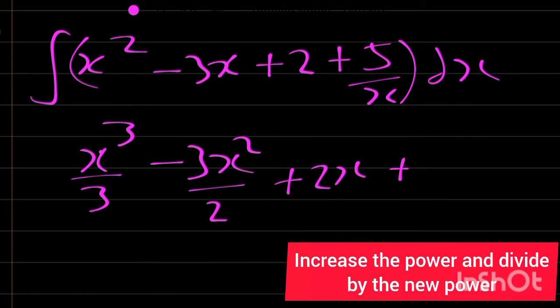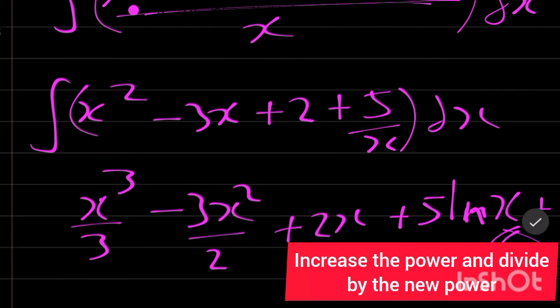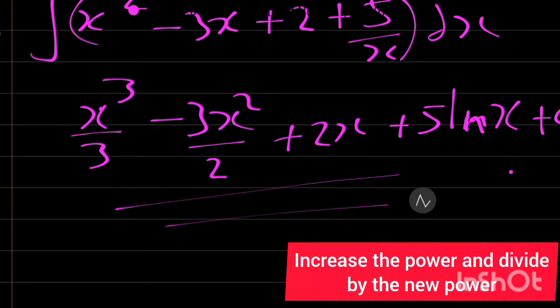This is the same thing as what? We have 1 over x there. This is the same thing as 5 into bracket 1 over x. But don't forget, integration of 1 over x is ln x. So I'm going to have 5 ln x, then plus C. So we've gotten our answer.